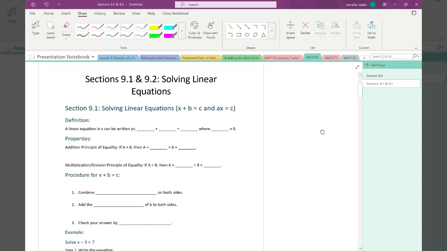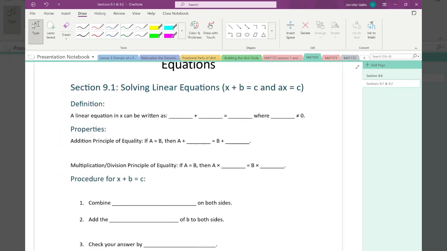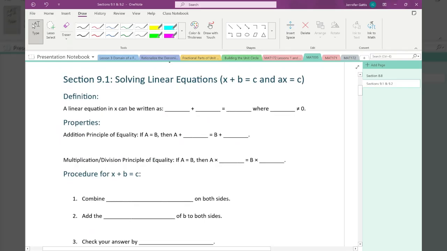And section 9.1 is all about solving linear equations in two types. The first type, just some variable plus a number equals a number. And the second type is going to be a number times a variable equals a number. Okay?